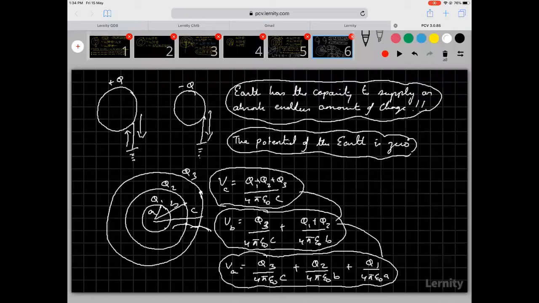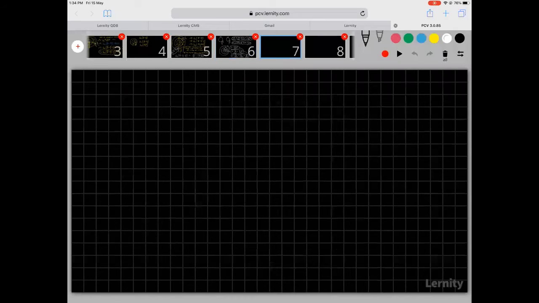The potential of the earth is 0. So whenever you connect something to the earth, its potential becomes 0. Its charge need not become 0. We saw a case where the charge didn't become 0, but the potential became 0.